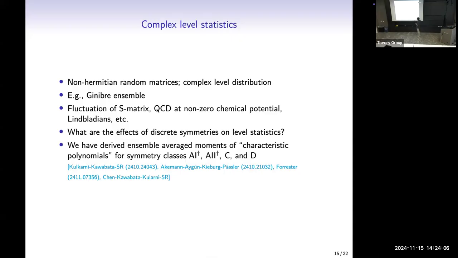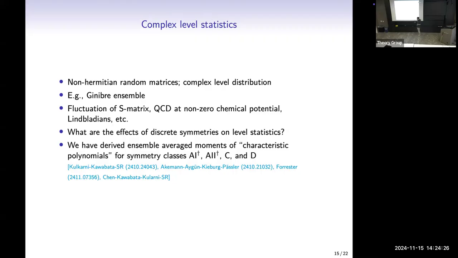But the recent story is that non-Hermiticity affects the symmetry enumeration such that we now get 38 symmetry classes. And as it turns out, for many of these cases, level statistics have not been calculated yet, okay?